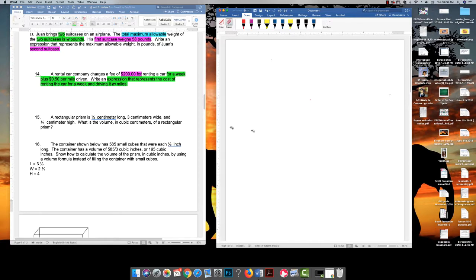These problems so far are fairly easy. Now we're moving on to a volume problem, something that we were doing on Friday. This time it says a rectangular prism is 1/3 long, 3 meters wide, and 1/5 high.